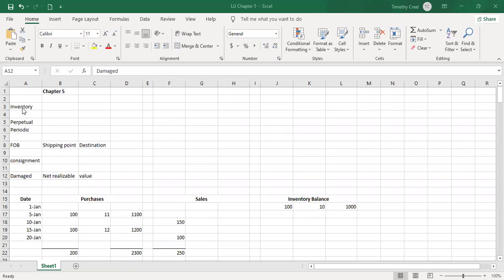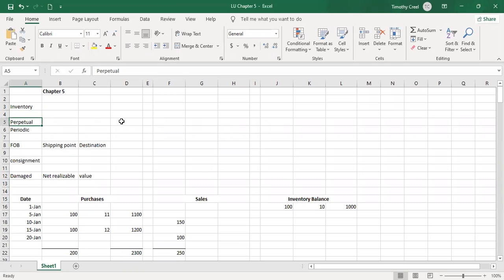Now, for one thing, inventory is basically goods that are being held for sale, such as you walk into a Walmart and you look around and there's all these goods there that you could purchase. That's inventory. So inventory would be something that a merchandising company would hold to sell to their customers.